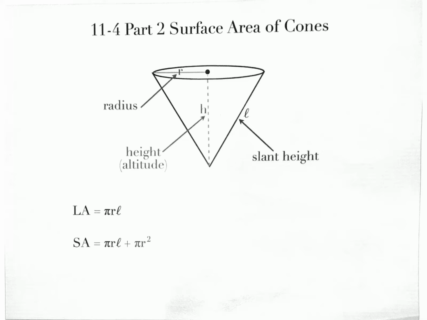So the r we know is radius. The L is called the slant height. So we're not taking the height that's going through the center of the cone, forming a 90-degree angle with the radius. We're taking the slant height, which is the edge of the cone itself. So we want that distance, not the vertical distance of our cone like we would for volume.